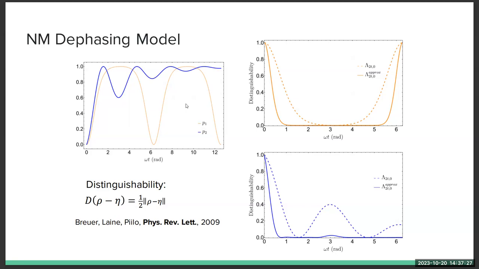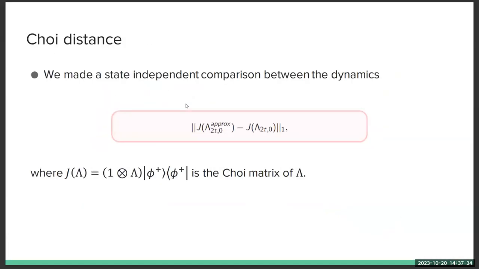Another thing is that we can also make an analysis that doesn't depend on the initial states. And this is what we did here. We were just comparing the chi matrix of the original evolution with the chi matrix of the approximated evolution. How distant are they? Are they similar or not? So if the distance is zero, they are just equal.